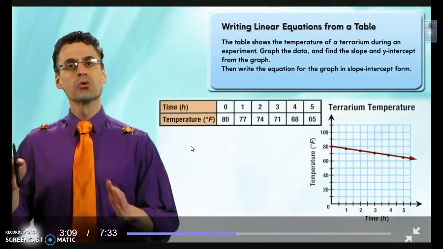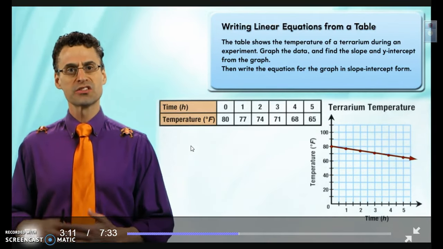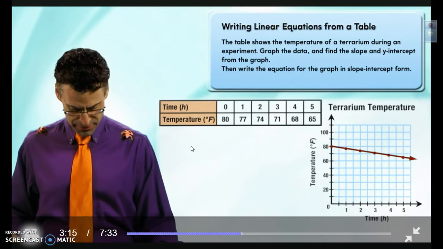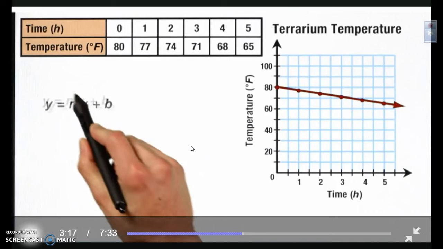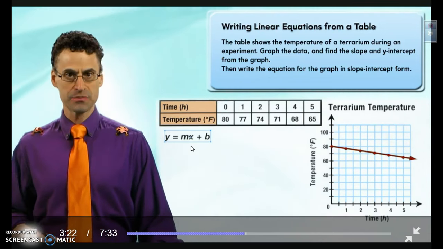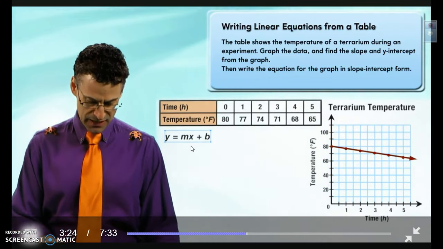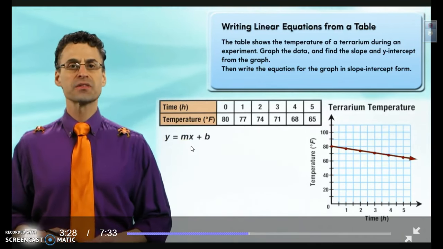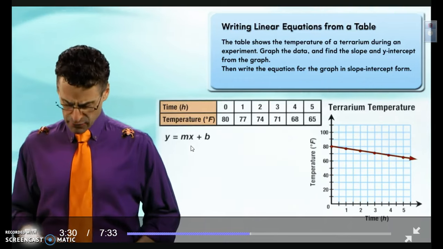Okay, now, using this graph, what we want to do is see if we can write the equation for the line. Now remember, the equation for a line is y equals mx plus b. That is the slope-intercept version of the formula for a line. There are lots of different versions of a line, and that's one of them. So, we have to figure out the slope. Now, how can we figure out the slope?